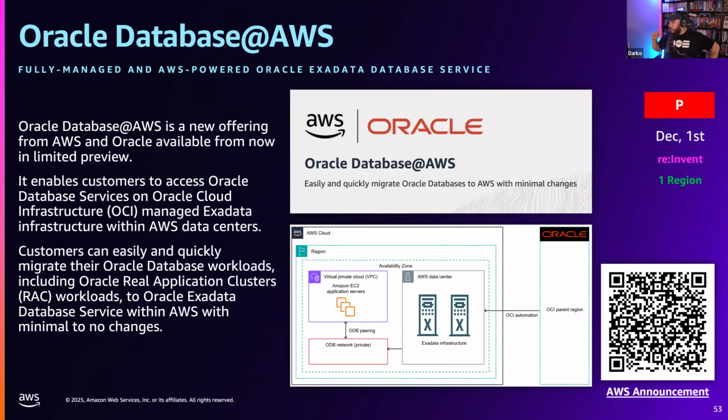Oh, and yeah, you can do Oracle databases at AWS. Basically, you can use Oracle Exadata database service. It enables customers to access Oracle database services on the Oracle Cloud infrastructure. How about that? Within AWS data centers. Love it. So for folks out there, this is definitely a thing. It's currently still in private preview. So for your interest, you can go check out the link. There are going to be instructions on how you can request access to this.